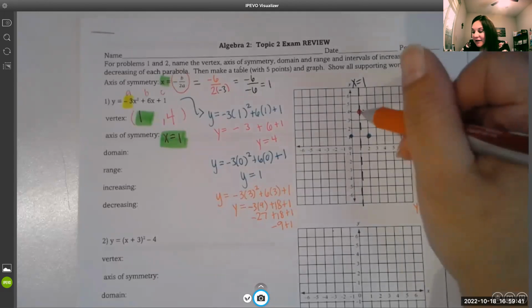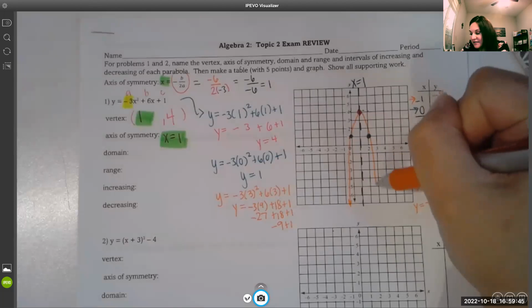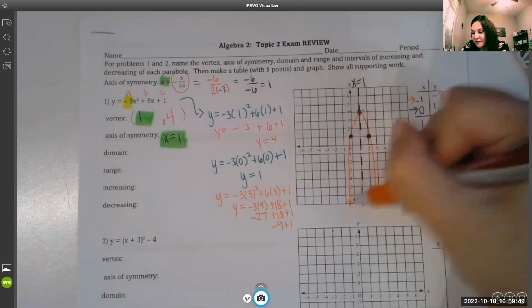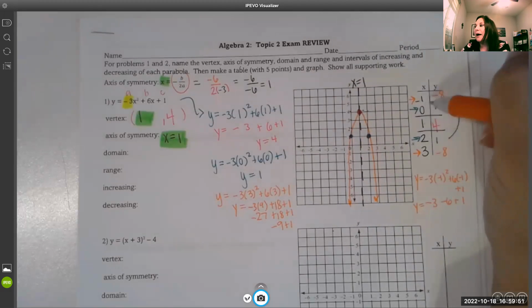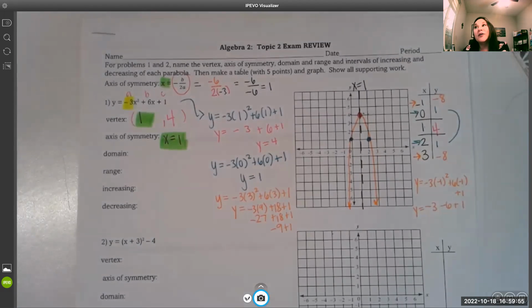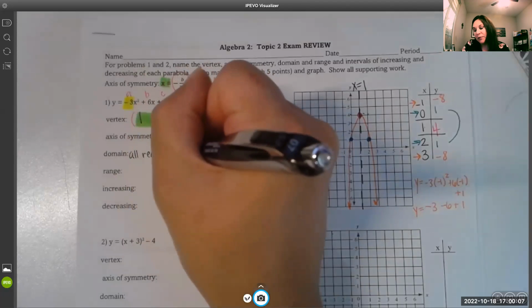Now, -8 is not going to fit on my graph, so I'm going to go ahead and just connect these points, making sure that I don't intersect the line x equals 3 or x equals -1, because that y value is like down here. Okay, now, domain and range. Domain from a graph is that this graph will extend forever from left to right. So the domain, you could say, is all real numbers.